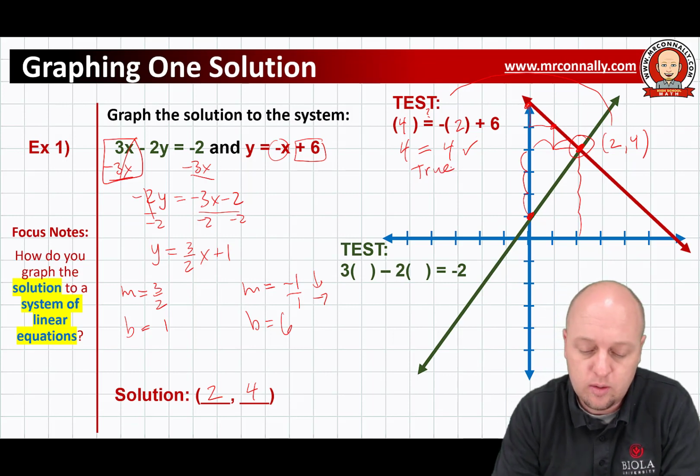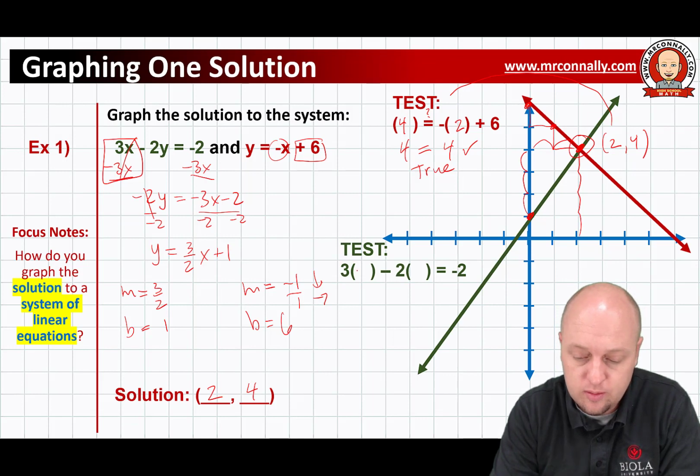Now let's look at the green equation. Let's substitute 3x, so 3 times 2, this becomes 6 minus 2 times 4. So that'll be 8. Does this equal negative 2?